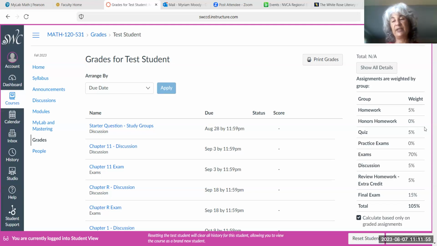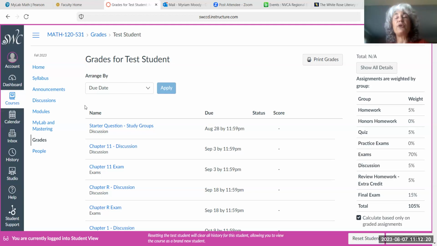Don't say, when I input zeros for past due assignments, that your homework is taken down because of honors homework or practice exams or even the review homework, because the first two are 0%. And if you don't do the extra credit, it will be 0%, which means your total possible is now 100%. So please make certain you keep that in your brain.